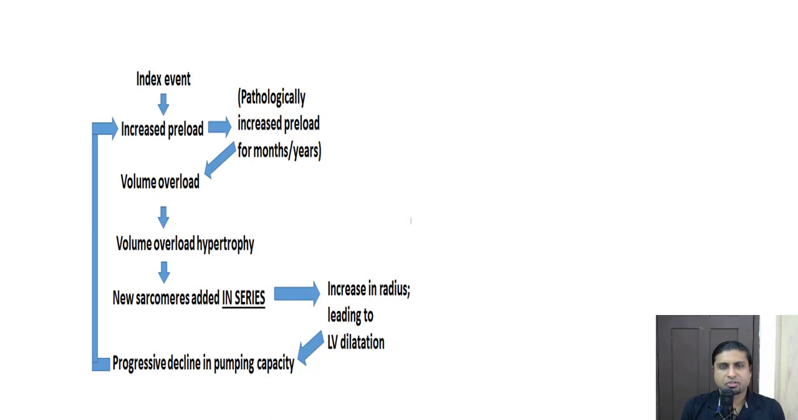In the previous video, we discussed how an index event led to an increase in inotropy, chronotropy, afterload, and preload. We discussed how an increase in preload in a pathological manner for a prolonged period of time led to a sequence of events, which ultimately led to an increase in the radius of the cross-section of the left ventricle, causing left ventricular dilation. We discussed how the law of Laplace helped us to explain how this led to a progressive decline in the pumping capacity of the heart.